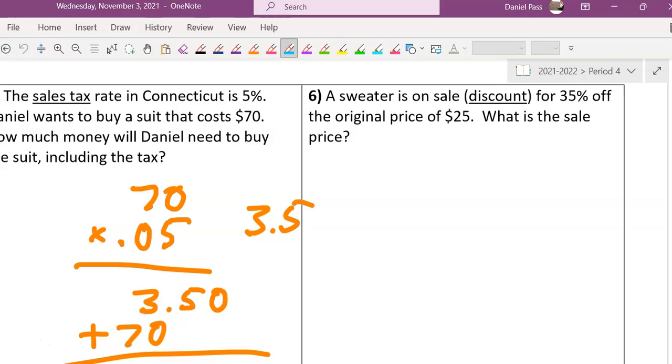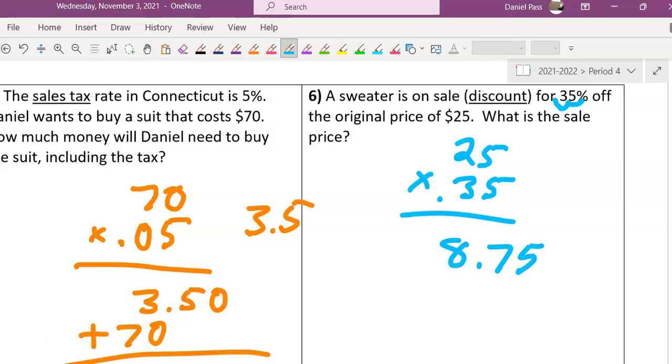If you want to read the problem. Sweaters on sale discount for 35% off the original price of $25. What is the sale price? Okay. How'd you do it? So we move the decimal 2 times to the left for 35%. And you get 0.35. And then you times that by 25. Very good. And you get 8.75.